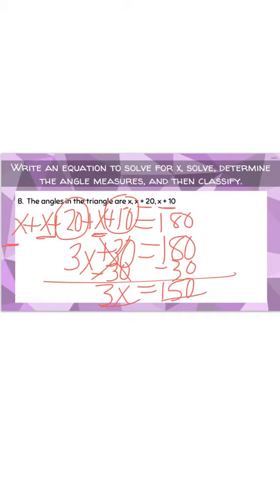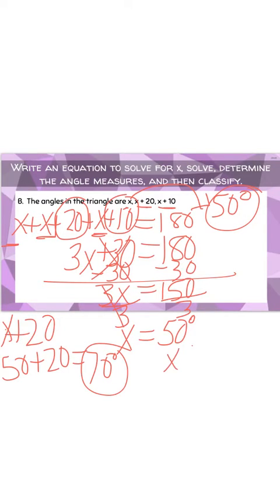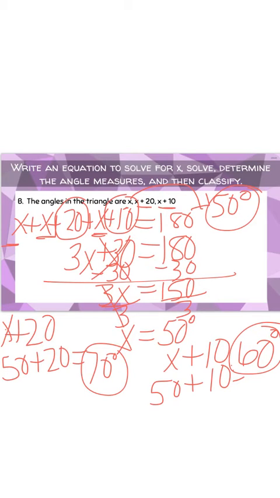Now to get rid of the 3, we need to divide by 3 on both sides, and that leaves us with x equals 150 divided by 3, which is 50 degrees. Now if you plug in 50 degrees for x, you'll find that x is 50 degrees. Then x plus 20 is simply 50 plus 20, and our next one is 70 degrees. And then we have x plus 10, so you just plug in 50 plus 10, and our last angle measure is 60 degrees.